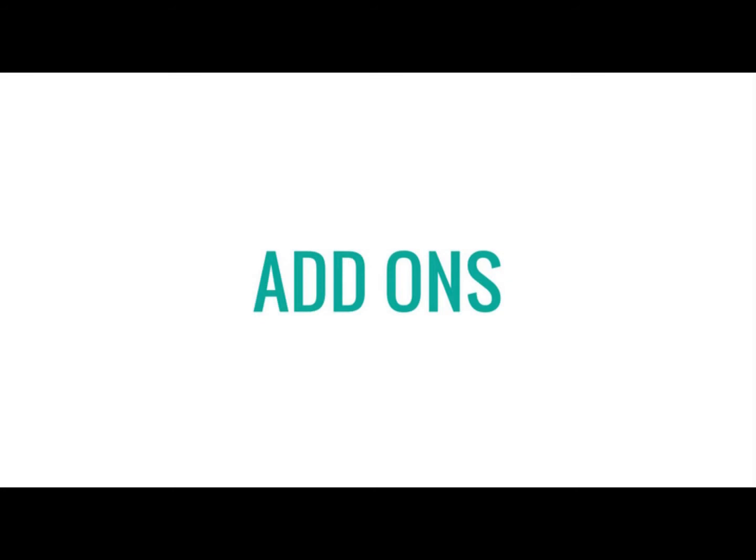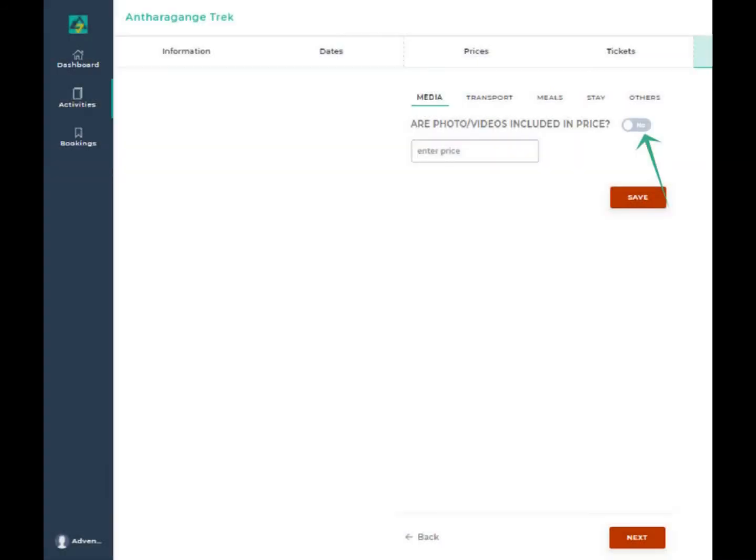The most important aspect in the add-ons is the price. You have 3 different options for entering this: included, excluded, and add-on. If the add-on is included, enable yes in the included in price option.